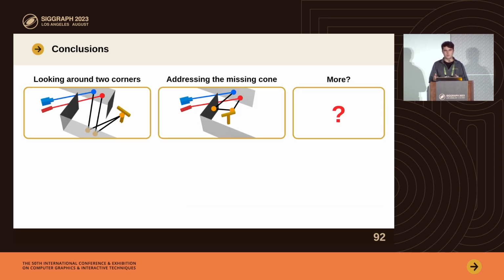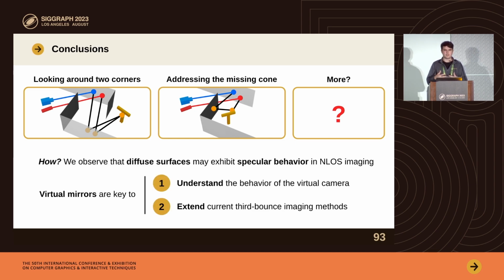In conclusion, we have shown applications for 2 outstanding non-line of sight imaging problems, which are looking around 2 corners and the missing cone problem. And all of this is based on the fact that diffuse surfaces can exhibit specular behavior in the computational non-line of sight imaging domain. We call these surfaces virtual mirrors, and we use this to understand the behavior of the virtual camera, such as understanding the missing cone, and to extend the current third bounce imaging methods with the applications that I showed you.